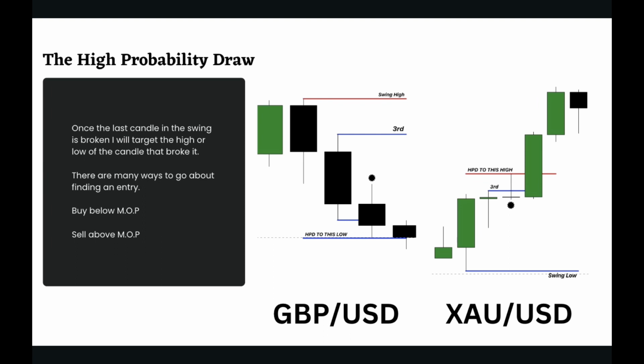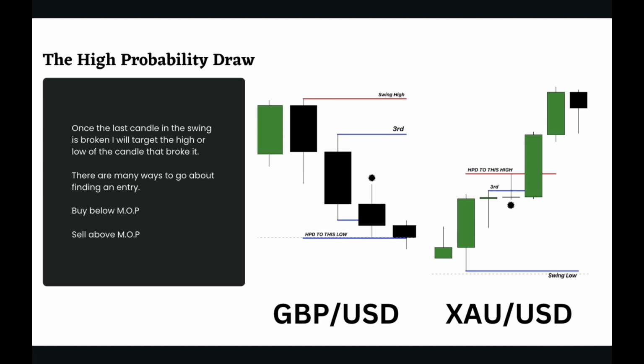You can see GU, there's a swing high formation. The third candle is broken by the candle that has a star above it. That candle that has a star above it becomes the high probability raid on its previous daily low. Here you can see the gold example. We have a swing low formation. The third candle is broken by the candle that has a star below it. That candle becomes the high probability raid to its previous daily high.